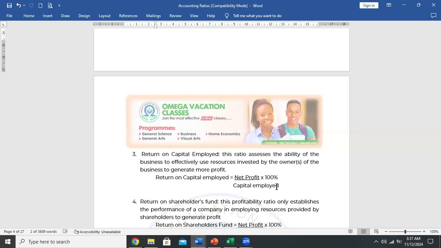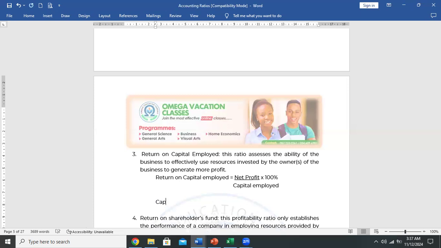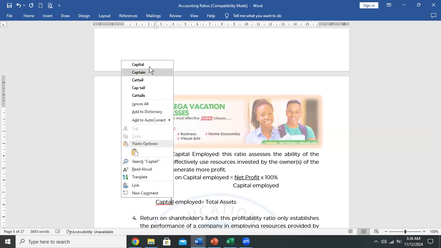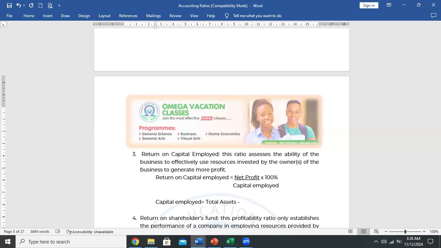Well, if that side is a bit complicated, you can assess your capital employed by looking at your total assets. And when I say total assets, I'm referring to your fixed assets and current assets all together. So your total assets minus your current liabilities. Okay, that is easier to get your capital employed. But like you said, it's your closing capital plus your long-term liabilities under the finance by.